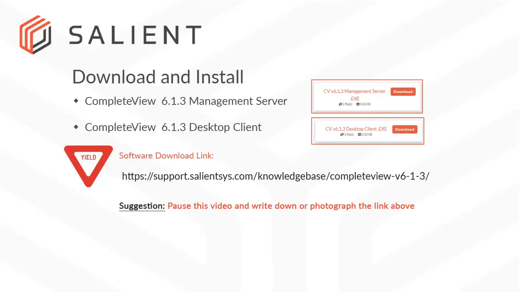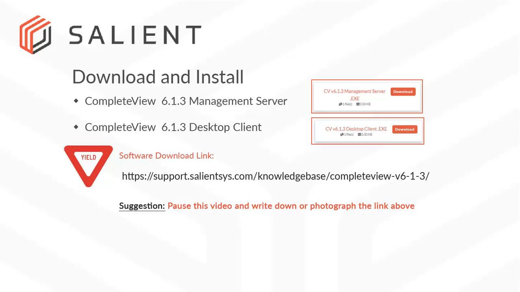In preparation for the update, you must download and install CompleteView 6.1.3 Management Server and Desktop Client. The updated version 4 recording server will become the new 6.1.3 recording server, so it's unnecessary to download the recording server software now.